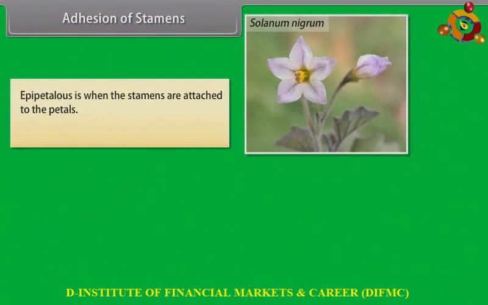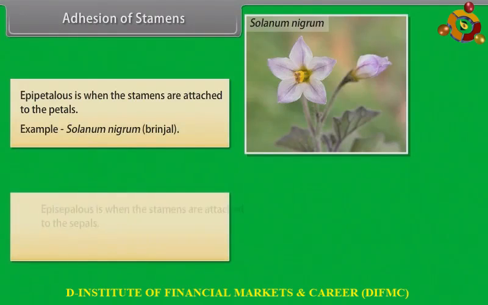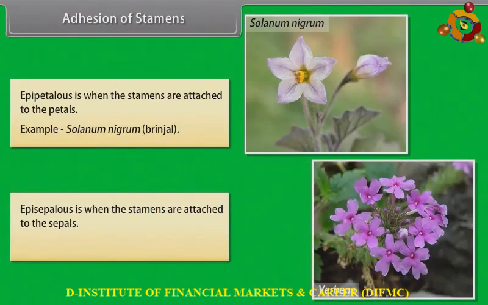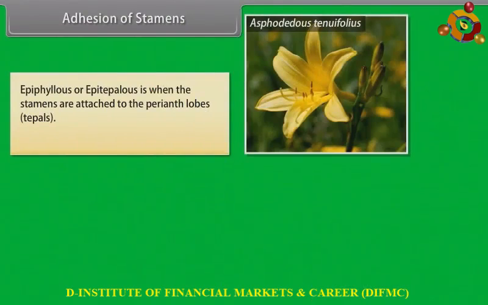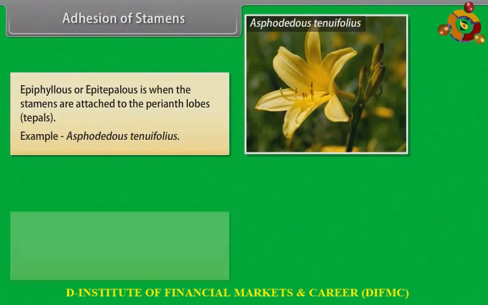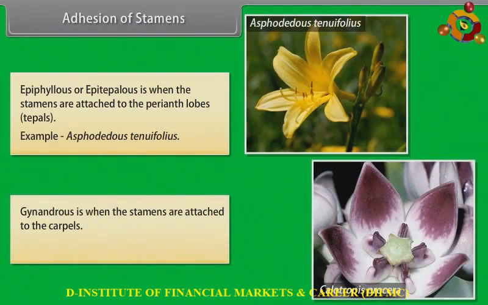Epipetalous is when the stamens are attached to the petals. Example, Solanum nigrum, brinjal. Episepalous is when the stamens are attached to the sepals. Example, Verbena. Epiphyllous or epitepalous is when the stamens are attached to the perianth lobes, the tepals. Example, Asphodelus tenuifolius. Gynandrous is when the stamens are attached to the carpels. Example, Calotropis procera.